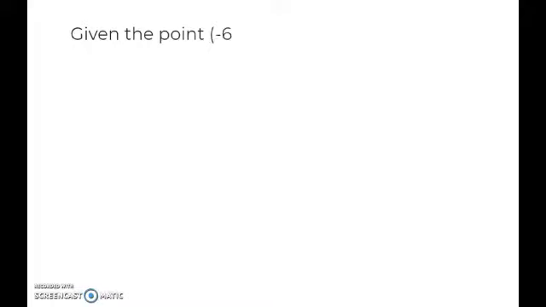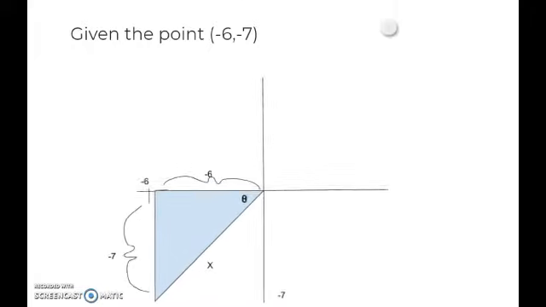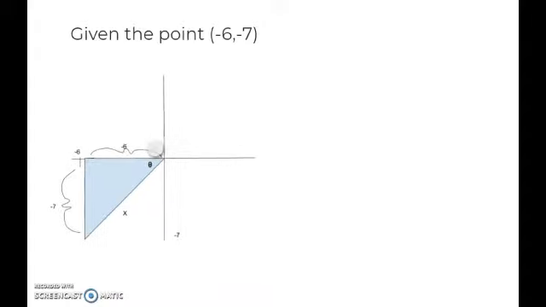Given the point -6, -7, find all 6 trigonometric functions. So this is a diagram that was pre-made, that I made, and the first thing you do is find out what x is. And to do this, you use the Pythagorean theorem, which is a squared plus b squared equals c squared. And so that'd be -6 squared plus -7 squared equals c squared.